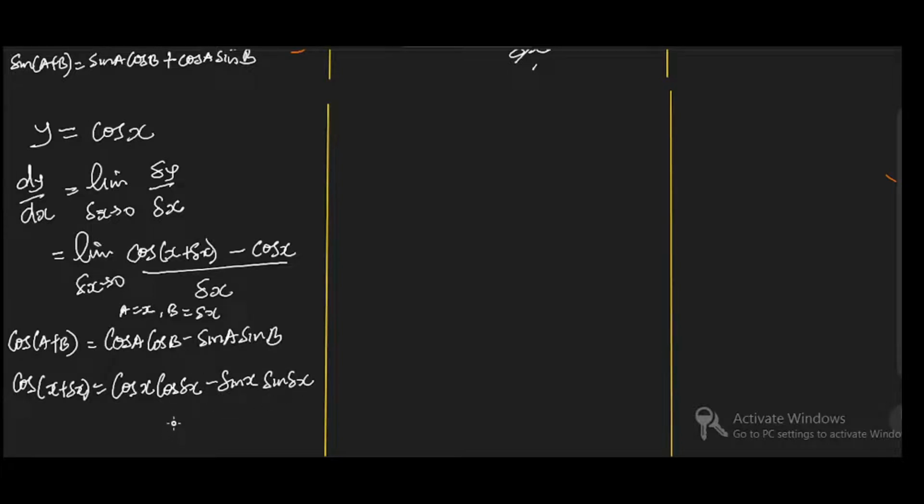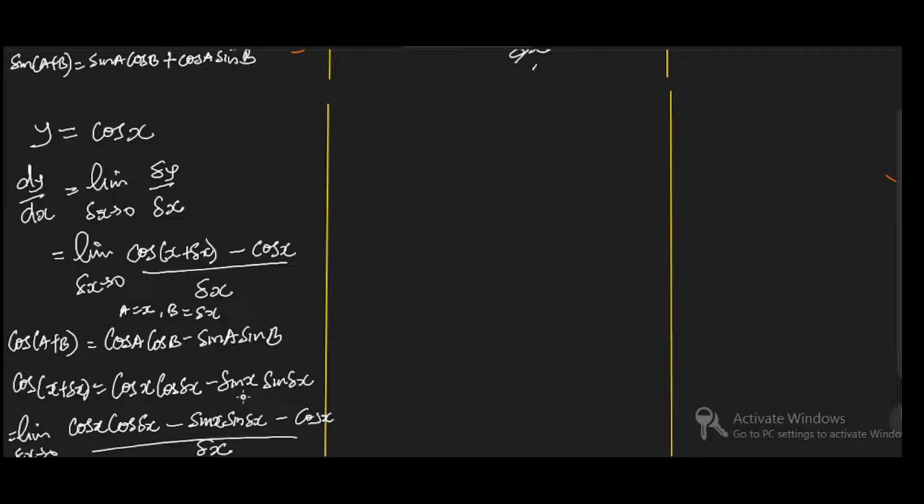Small change in x. Then we do the substitution again, in this equation. So we shall have our limit as the small change in x tends towards 0. We replace it with this, which is cos x cos of the small change in x, minus sine x sine of the small change in x, minus cos x, all this out of the small change in x.